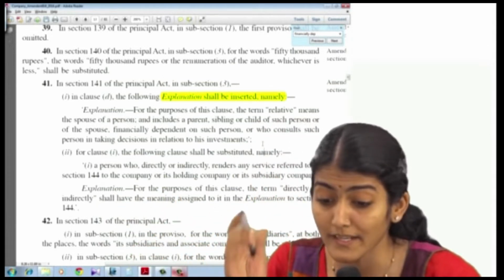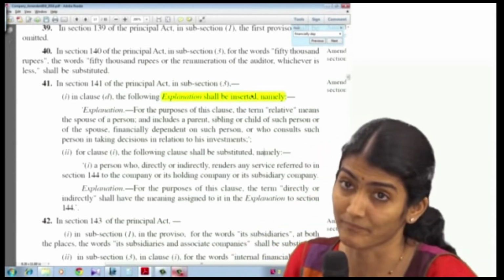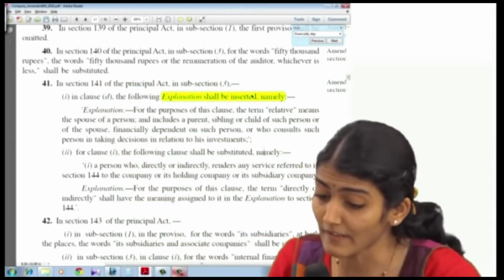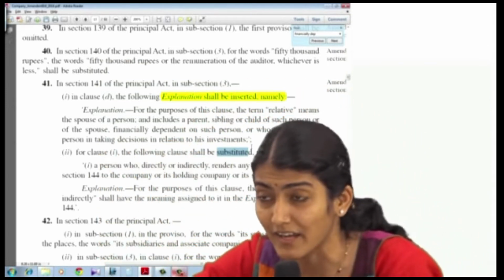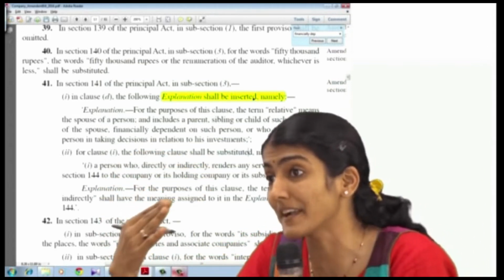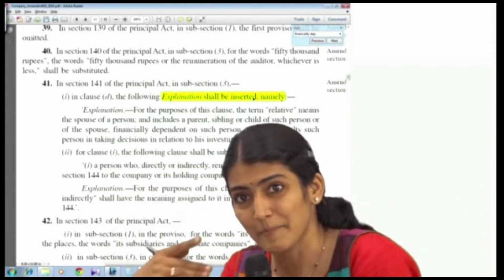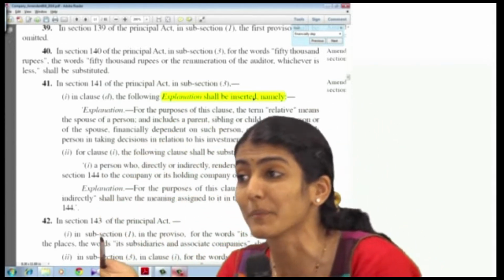What does it say? These wordings are amazing, you know, and they've not substituted, they've inserted. For clause I, what they have done, the following clause will be substituted. So the earlier one is removed and this will be put in its place. But here it doesn't say substitute, it says inserted. That means an additional explanation. That means the original definition of relative remains, plus this is getting added over there.